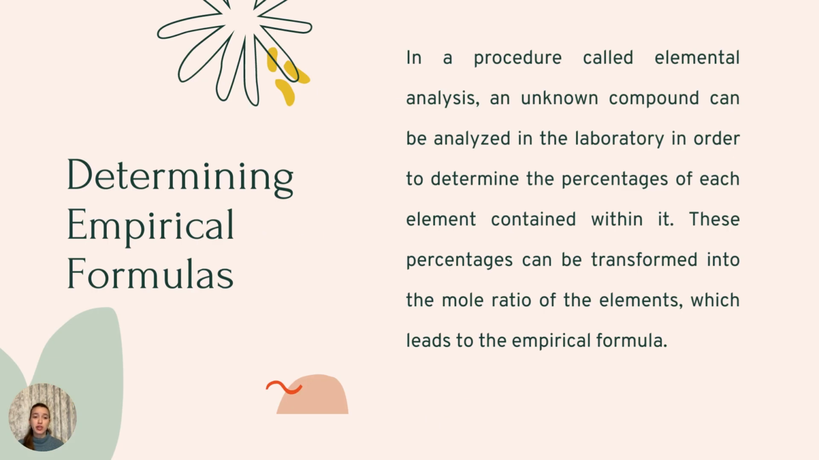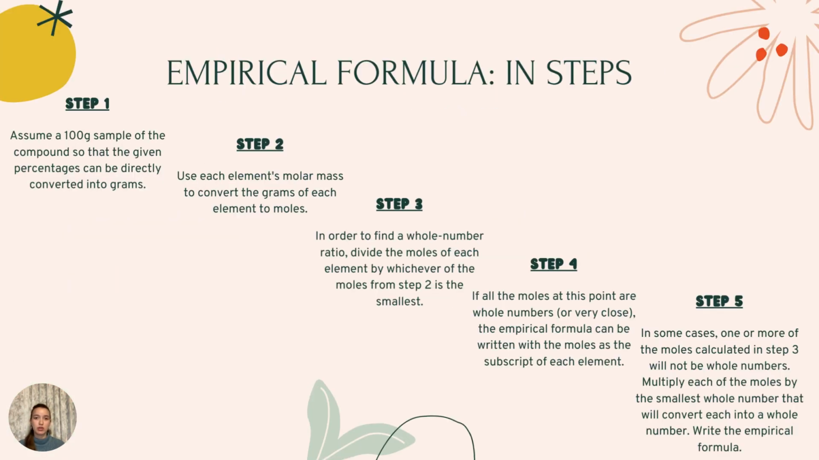Now, how do we determine empirical formulas experimentally? This happens in a procedure called elemental analysis, where we have an unknown compound that can be analyzed in the lab, and we determine the percentages of each element that this compound contains. And then we can transform these percentages into mole ratios of the elements, and that's how we get the subscripts for each element and then the empirical formula.